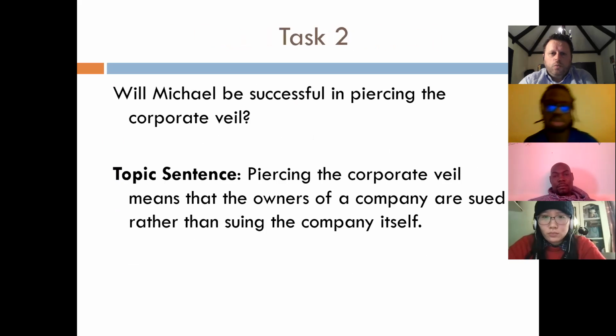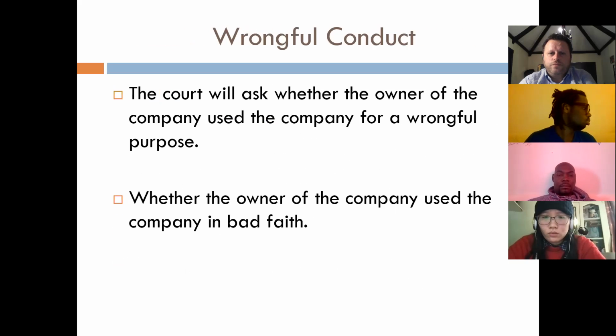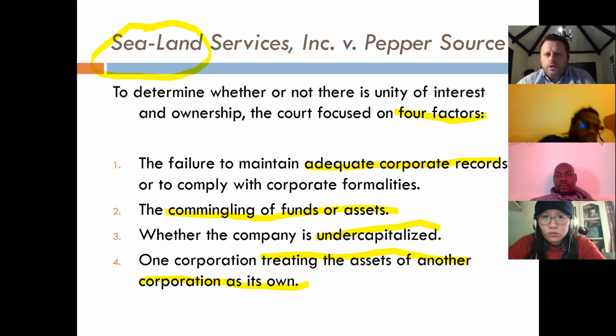Unity, we said from this case, does John keep good corporate records? We don't know. Maybe. Does John mix funds? Yes, he does. So we know he does this. Is it undercapitalized? Did he not put enough money in D&G? Well, I guess, because there should be enough money to pay the shipping. So maybe he did this. What does undercapitalized mean? There's not enough capital in your company.